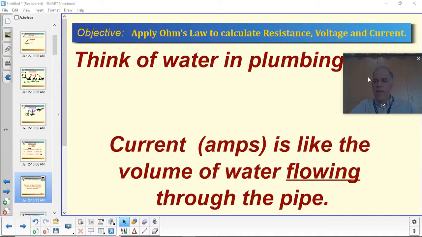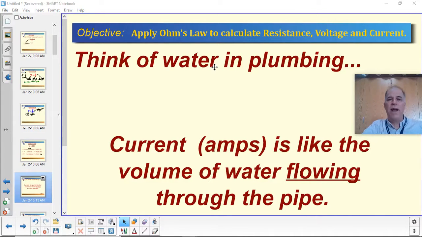To understand all these things, it's sometimes helpful to think of plumbing, like water flowing through a pipe, just like electrons flow through a wire. It's not a perfect analogy, but it works pretty well. Current is like the volume of water flowing through a pipe, gallons per minute. You could have a great big pipe with the water flowing slowly through it and still get a lot of gallons per minute, like pouring a bucket of water out on the ground. It's not going very fast, but it has such a large opening that you have a large current, a large volume of water flowing through it.